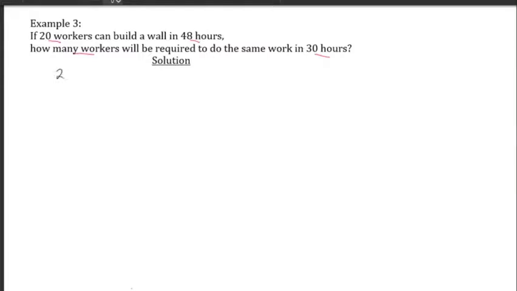So we know that 20 workers will complete the work in 48 hours. So how many workers can complete the work in 30 hours? If you are a building contractor and you are working with time, this will give you a good idea of how many workers you need in order to meet the deadline. So we are going to use our indirect proportion, since this is number of workers against time.